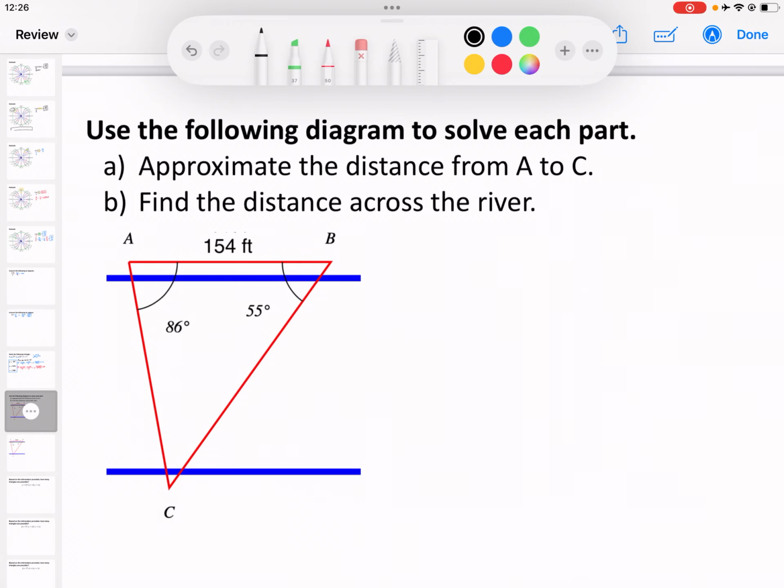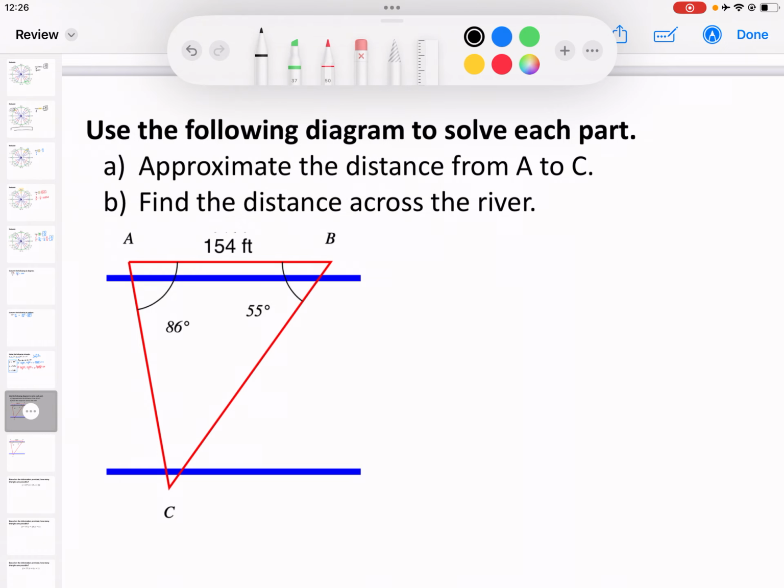On your review, you're going to have a problem very similar to this problem right here. I didn't put the whole context down, but you have a surveyor, and the surveyor has gotten these specific angles and measurements from one side of a river. So the first thing we want to do is approximate the distance from A to C.